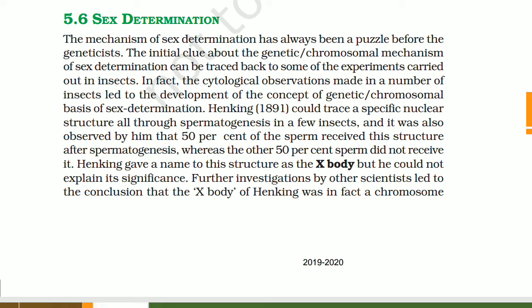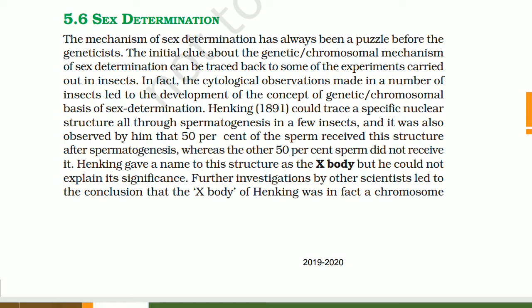Henking in 1891 could trace a specific nuclear structure all through spermatogenesis in a few insects. It was also observed by him that 50% of the sperm received this structure after spermatogenesis, whereas the other 50% sperms did not receive it. Henking gave a name to this structure as the X body, but he could not explain the significance.